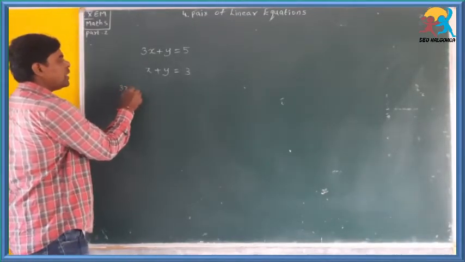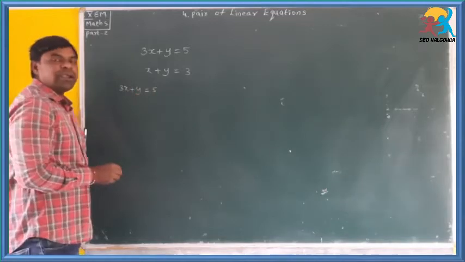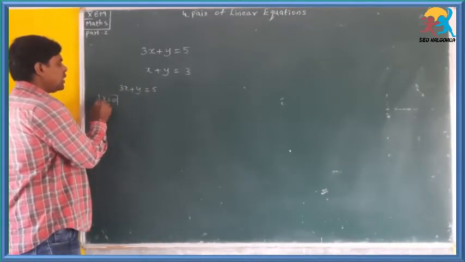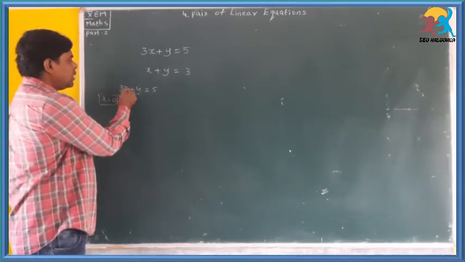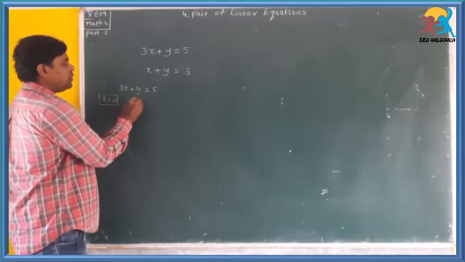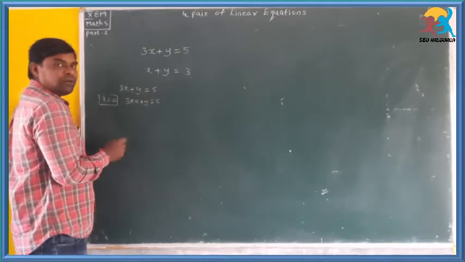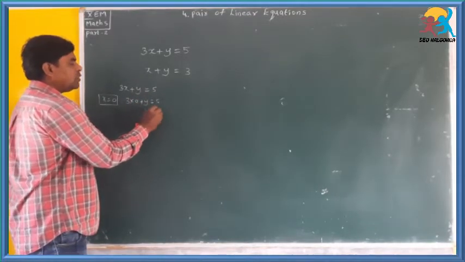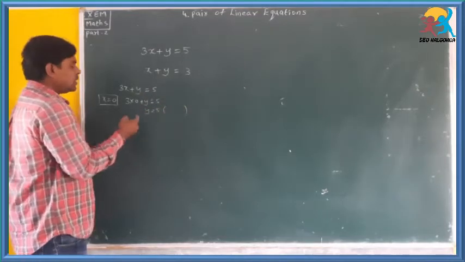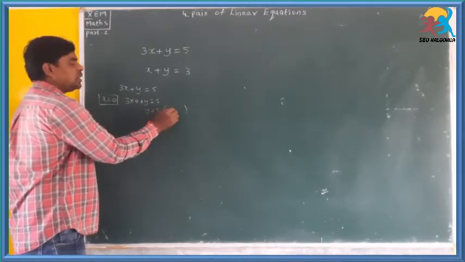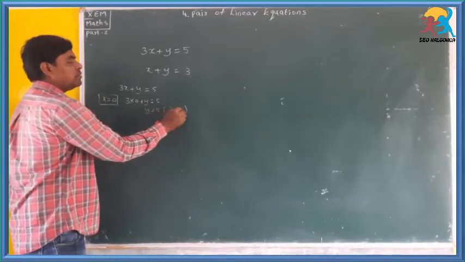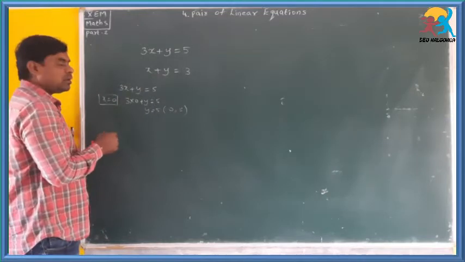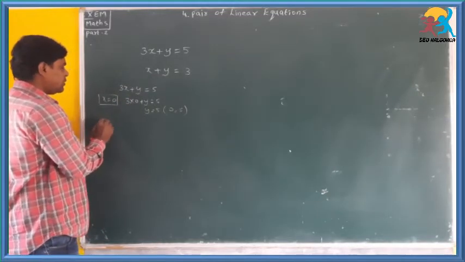Before drawing the graph, we have to find the points. Suppose I am taking x is equal to 0, I will substitute it in 3 into 0 plus y is equal to 5. 3 into 0 is 0, so just leave it, we get y is equal to 5. Then the point will become, the x coordinate is first 0 comma, then after that the y coordinate 5. So 0 comma 5 is the point which lies on this line, and we have to take one more point.